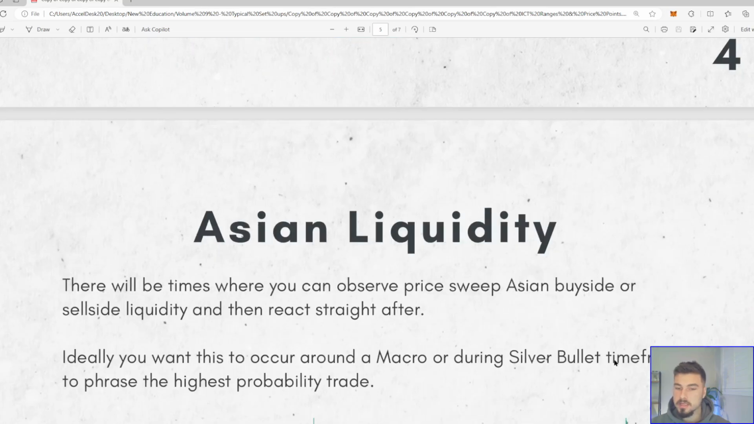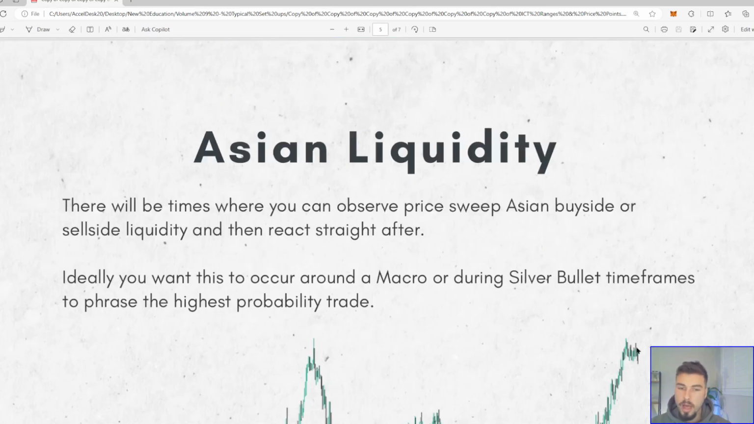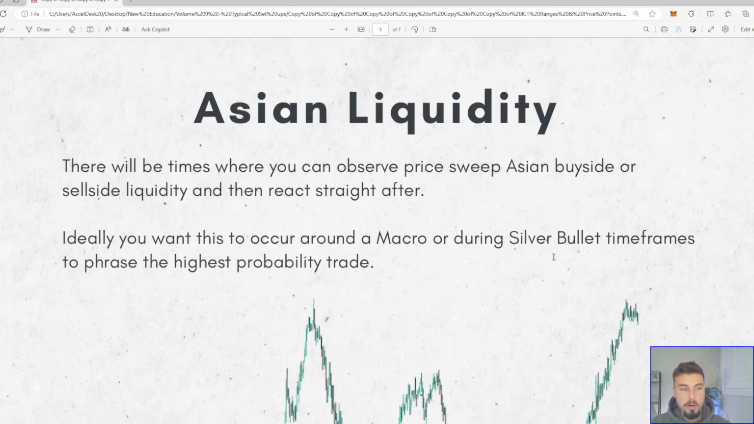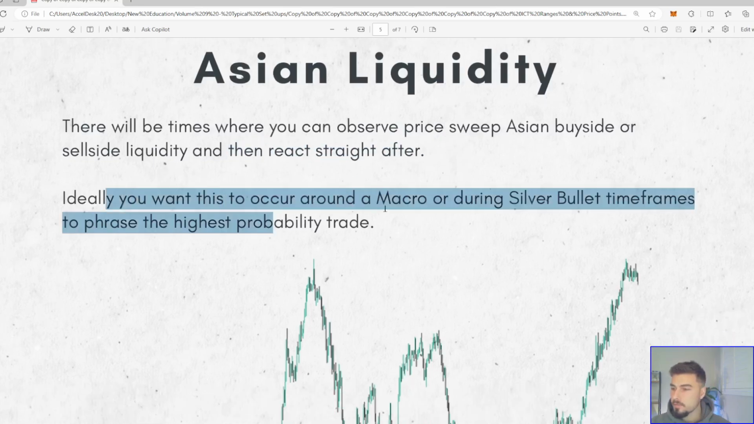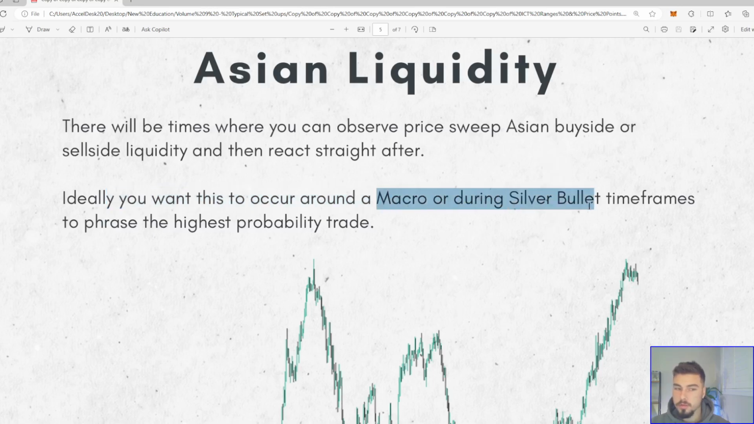But let's get into the second example, which is using the Asian range or Asian liquidity to phrase a generic or typical setup. You're going to see this happen probably at least once a week. Will it happen every day? No. But what you're looking for is price to sweep either Asian buy side or Asian sell side and then react straight after. Again, if you can get this to occur either in a macro or silver bullet, that's what phrases the highest probability trade, because now you've swept time-based liquidity, and you're in a macro or silver bullet, so you've got price and you've got time combining together. You want that, right? That is what ICT means by time and price. It's as simple as that.